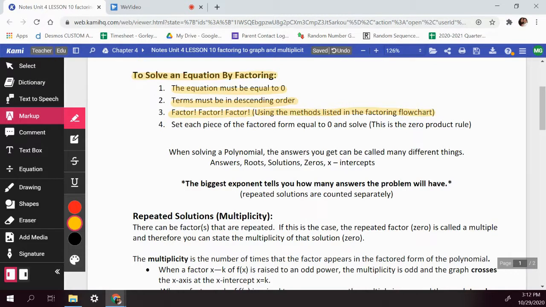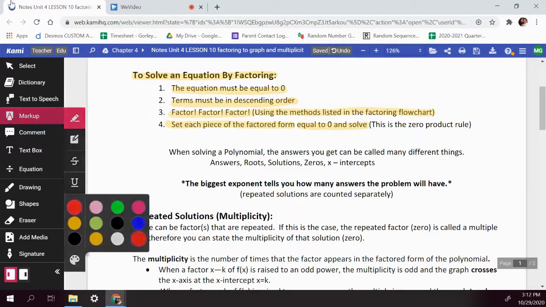Always start with GCF factoring and then look at the number of terms you have left to figure out whether or not to use difference of squares, difference of cubes, sum of cubes. We could use grouping. We could use trinomial guess and check factoring. Okay, look at the number of terms. Once you have it factored, set each piece of the factored form equal to 0 and solve.